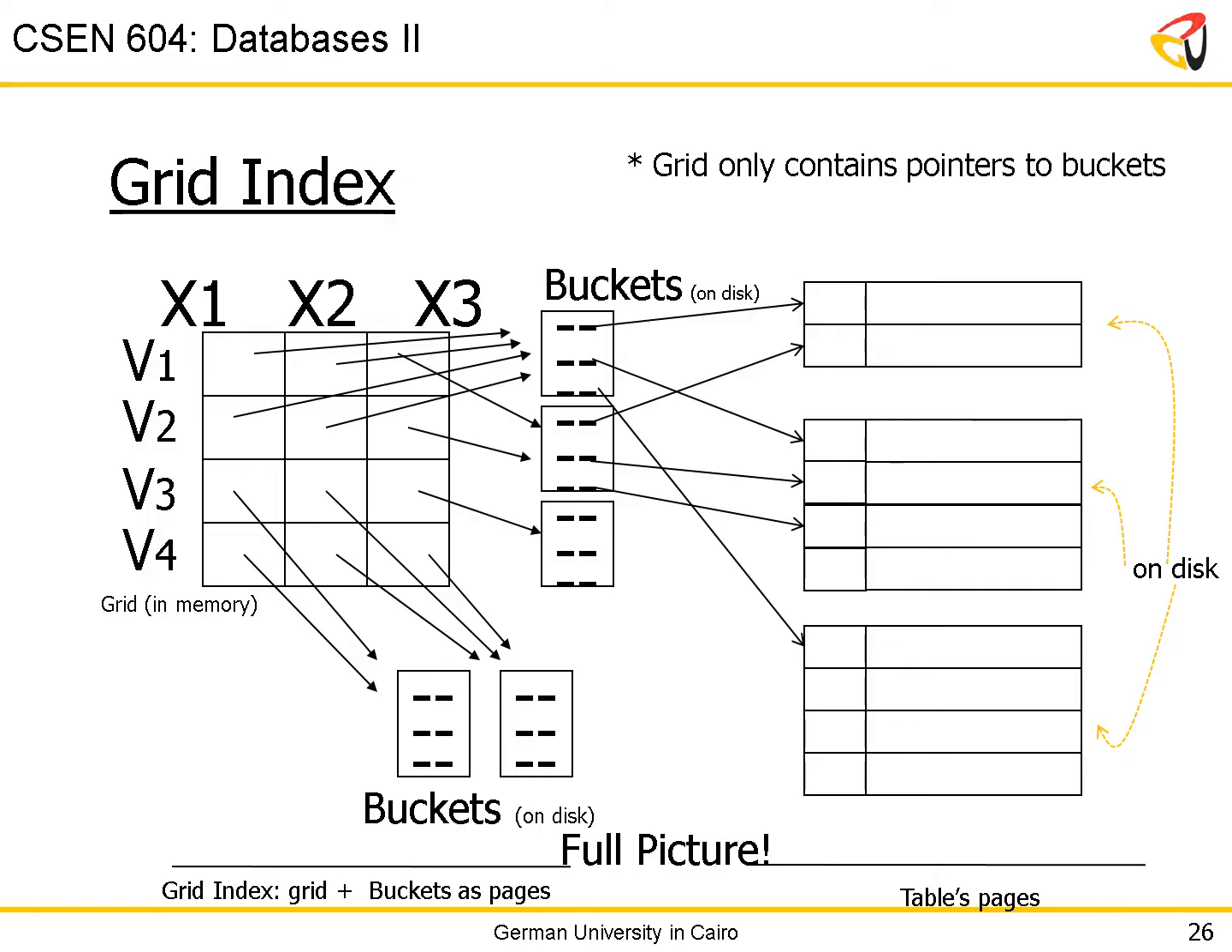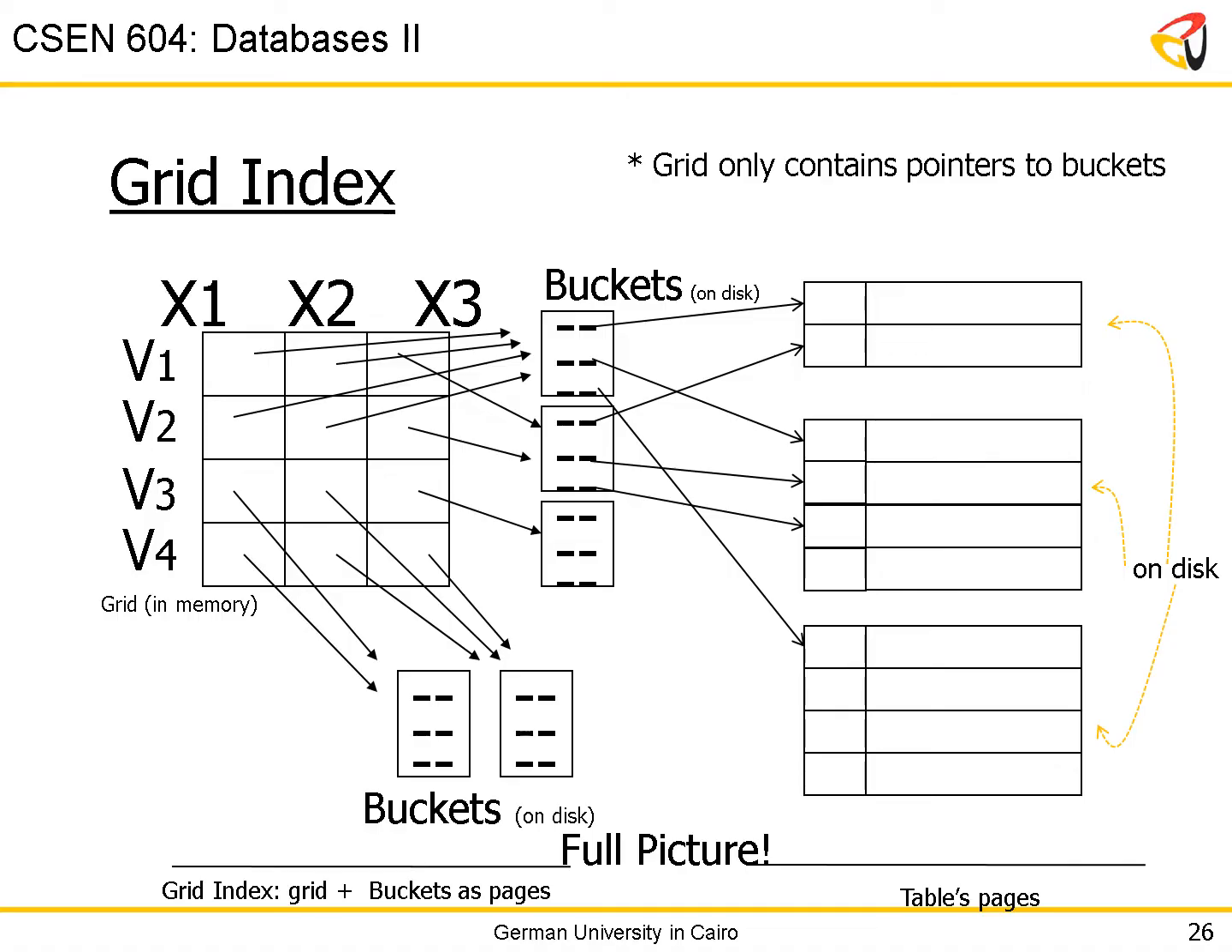Now, just so that we're on the same page here, the grid index is referring to everything that shows up here. There is the grid, which is often kept in memory, and there are the buckets or the pages which exist on disk. Okay? And then inside the buckets there are pointers to the pages of the table. So this is somewhat similar to, if you remember, the extensible hash table, where we had the directory and then the pages or the buckets, and from the buckets you go to the table. That's the same idea here.